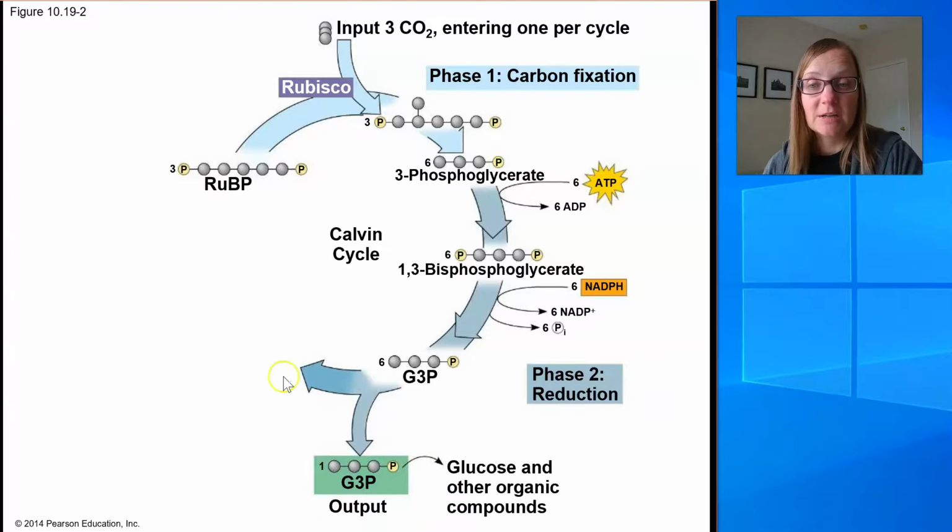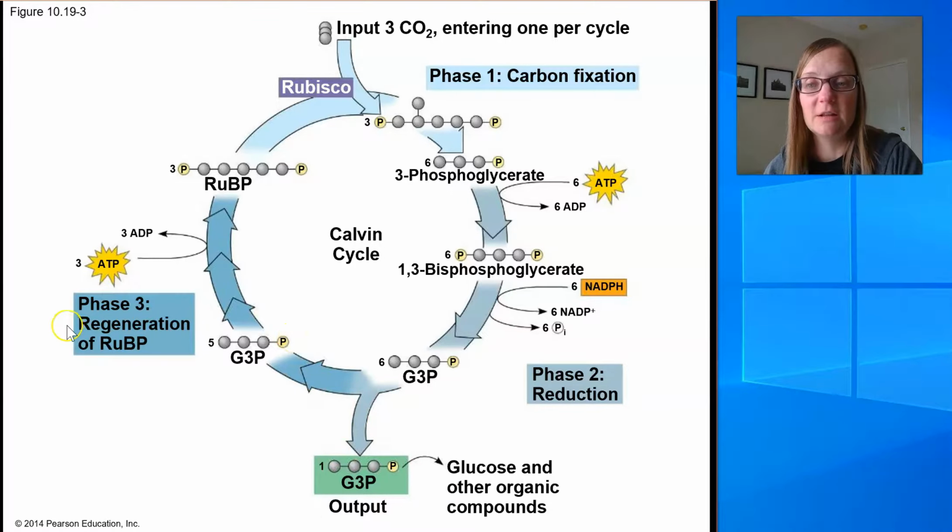Okay, so we've made our product. Now we need to regenerate the RuBP. So here we're going to take the remaining 5 G3Ps, and through the use of some energy, ATP, we're going to reorganize them, taking the 5 3-carbon molecules and instead making 3 5-carbon molecules. We have finished where we started. These 3 5-carbon RuBPs now can be used again for the first phase to fix 3 more carbon dioxide molecules.